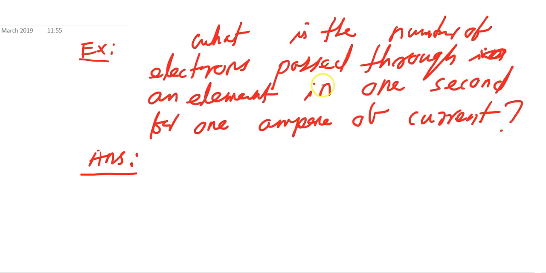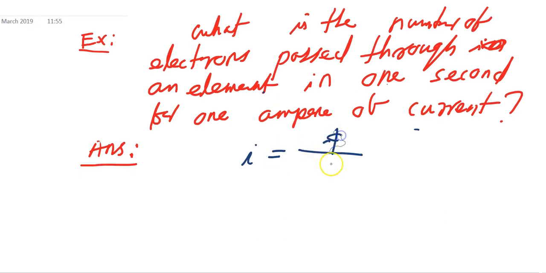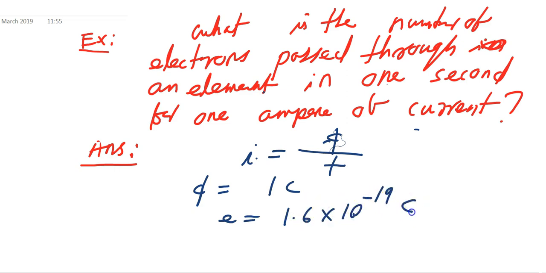Next example. Why I am discussing more and more examples is that it will complement your preparation for the GATE and other competitive exams. What is the number of electrons passed through an element in 1 second for 1 ampere of current? You will use the basic relation i = Q/t. So you require Q: i is 1 ampere, t is 1 second, so 1 coulomb. You know that each electron has the electronic charge of 1.6 × 10^-19 coulomb.